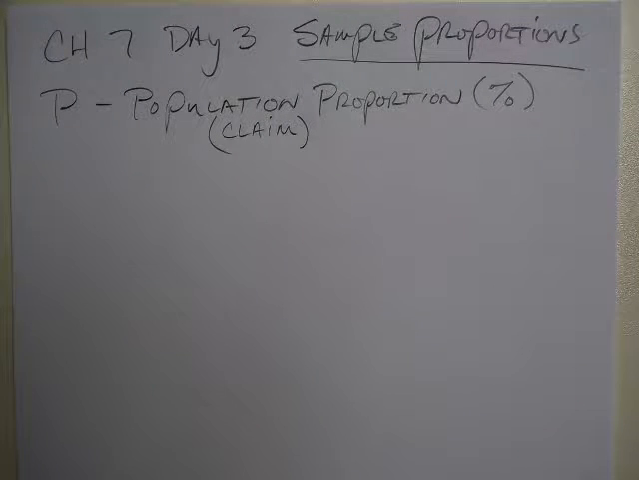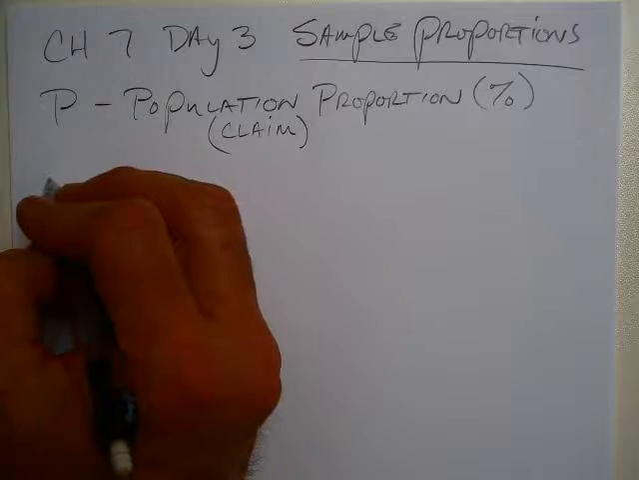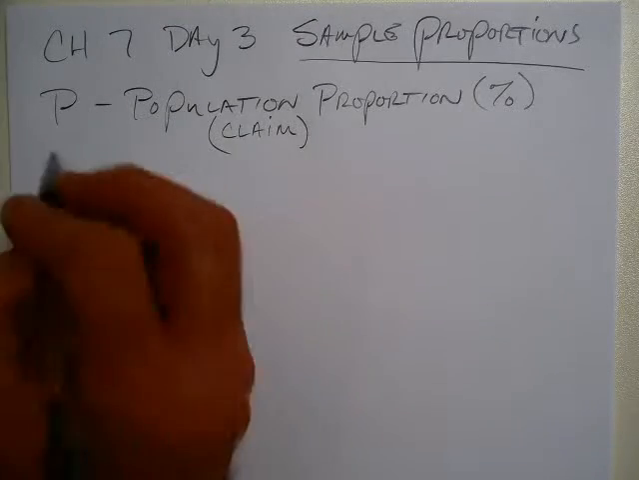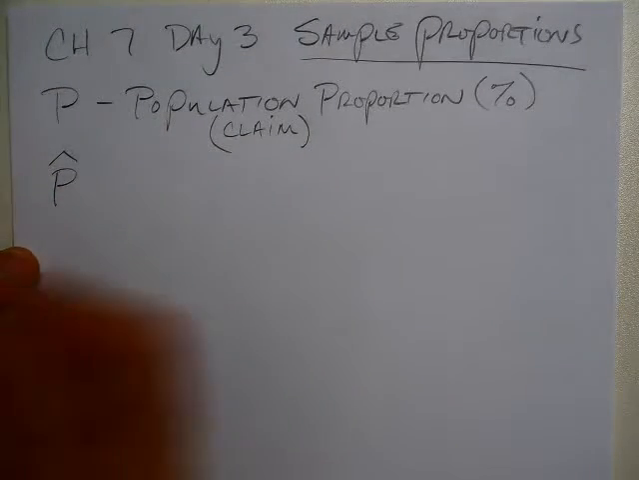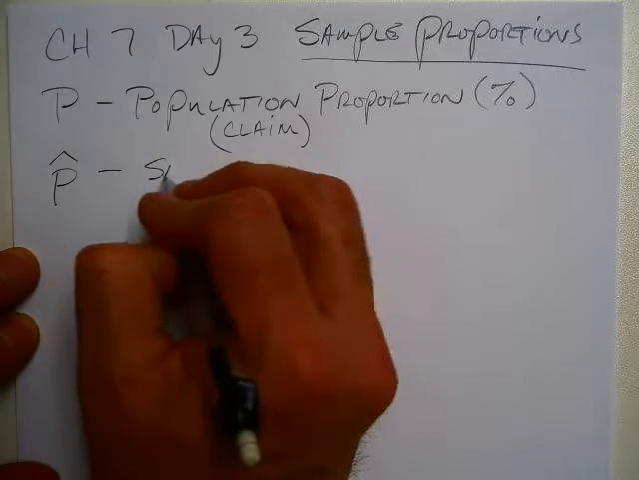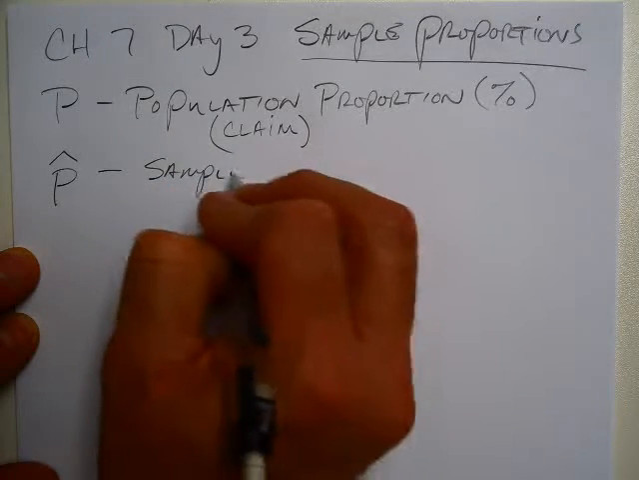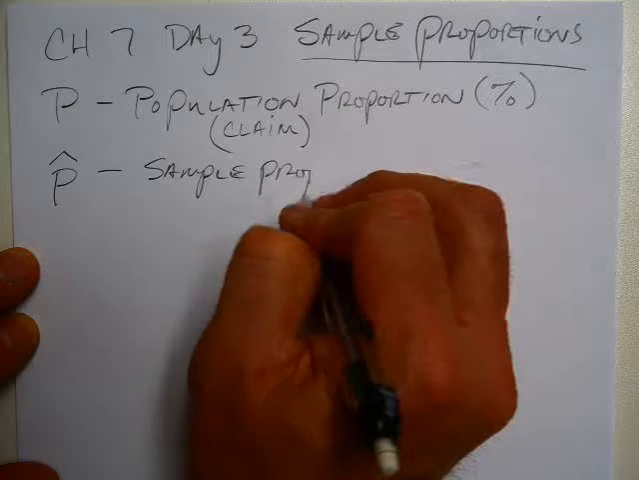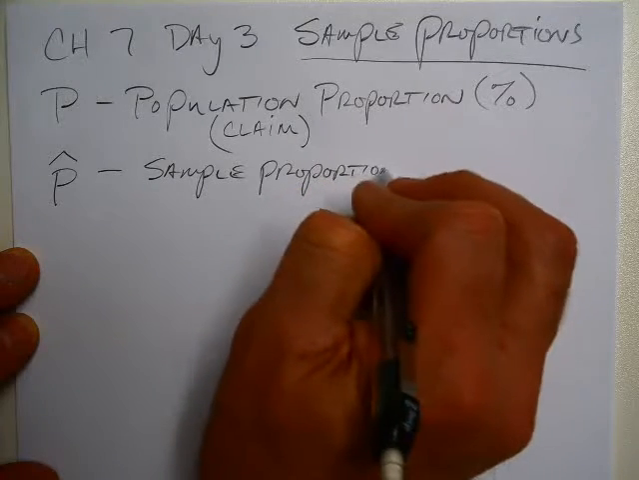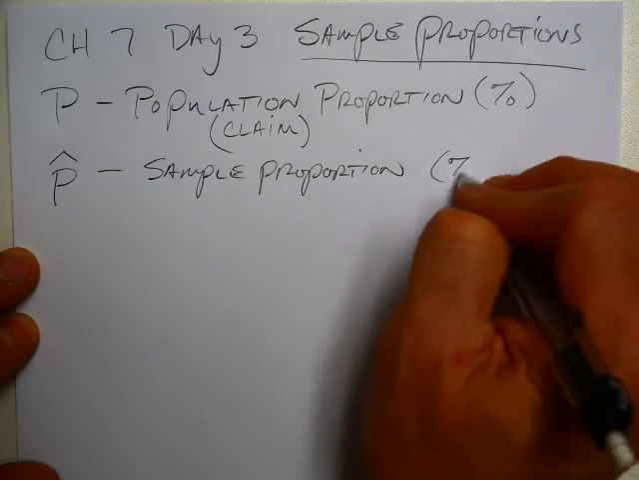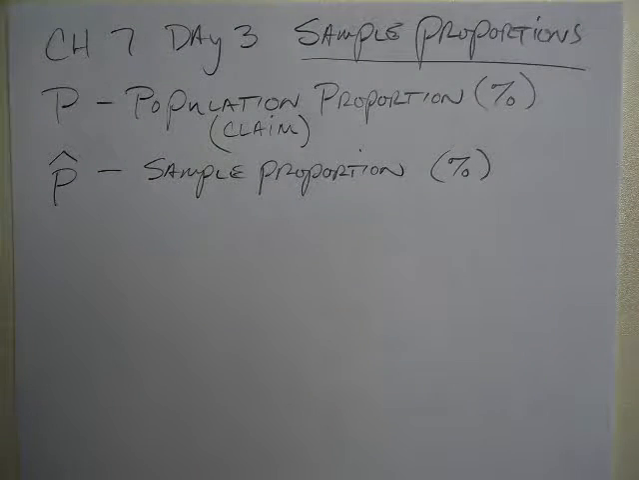Hey, 50% of the population is male. That's my claim. Okay? Am I accurate? I don't know. Okay? It's a claim. Oftentimes, p hat is your sample proportion. And again, proportions are percents. So we're stepping into a percent thing.